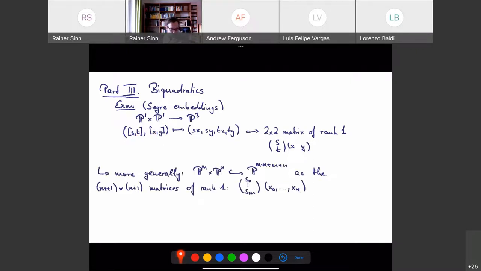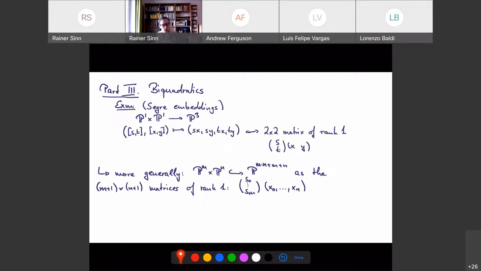So more generally, you would take size m by n. To be quite precise, in this numbering, you would have to take m plus 1 by n plus 1 matrices of rank 1. So you would take the column vector of coordinates here times the row vector of coordinates there, and you get a rank 1 matrix of size m plus 1 by n plus 1. And if you count its entries and you do minus 1, you have this many entries of this matrix. So those are the Segre embeddings. Those are very classical algebraic varieties.